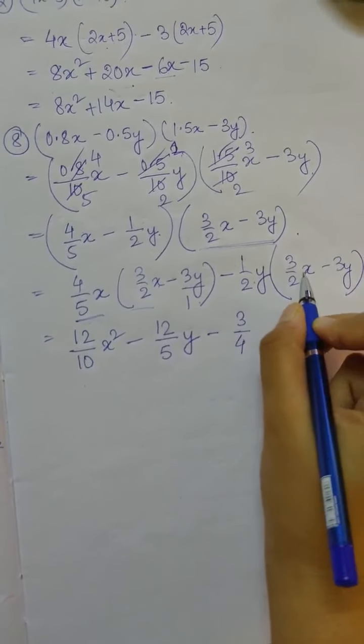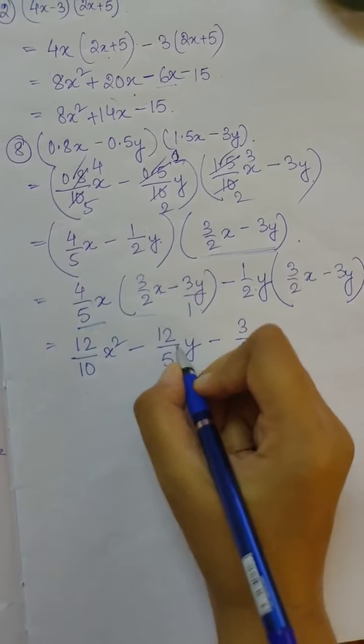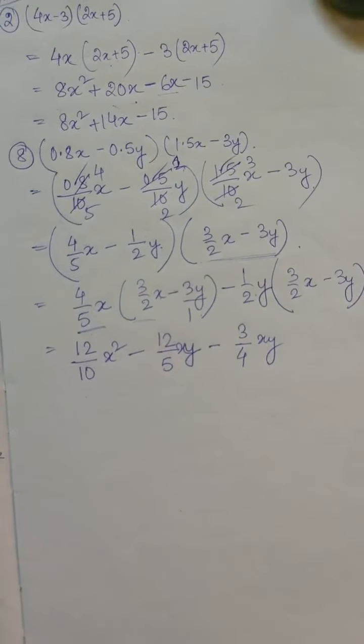Here we have y, here we have x. So we will get xy. Here also we had 1x. I have missed it out. So this will also be xy.